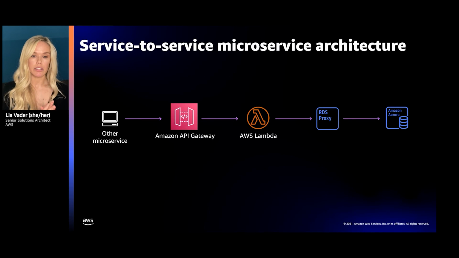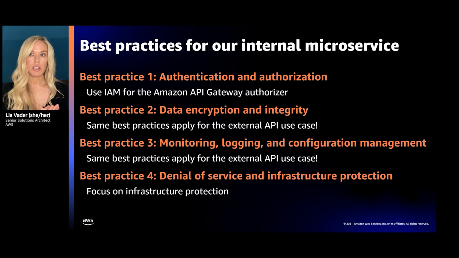So let's expand on our internal service. We assume Lambda needs to connect to RDS, and this time we're going to include RDS Proxy for IAM authentication. Moving down our best practices, we just covered best practice 1: we're going to use IAM auth on API Gateway. Best practices 2 and 3 still apply for our internal microservices.